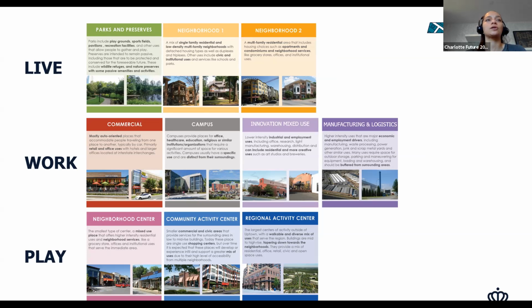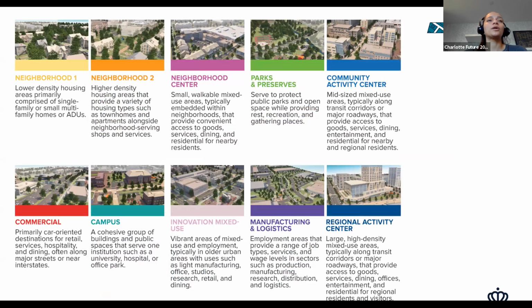And let's take a look a little bit closer at what those really mean. Your neighborhood 1 is your traditional lower density single family homes. They may have some small multifamily homes or accessory dwelling units. So that's your mother-in-law suites, what they're typically known as.